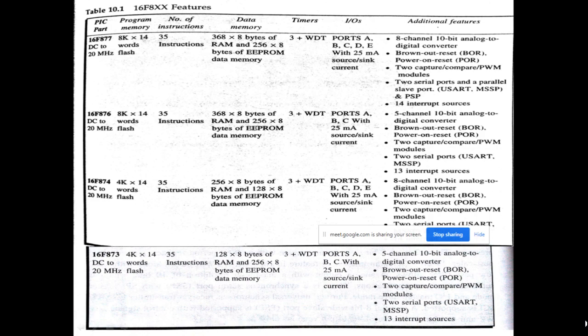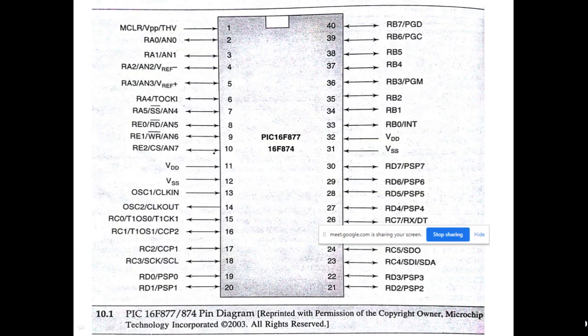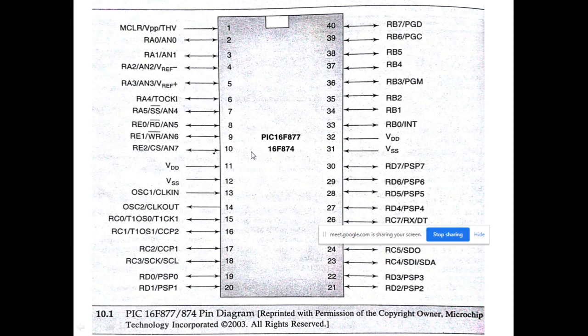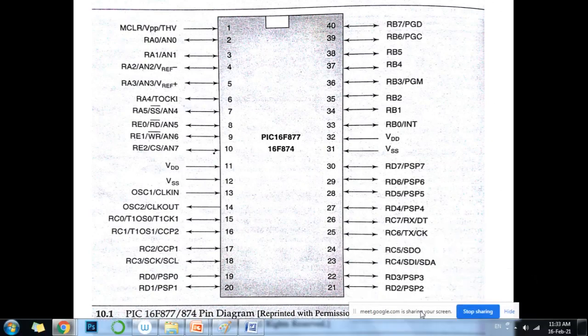So let's go to the next topic. Now we are going to study the highest device with all the details. So highest device is 16F877. This IC is shown here. You can see it is a 40 pin IC, and these are the pin signals.